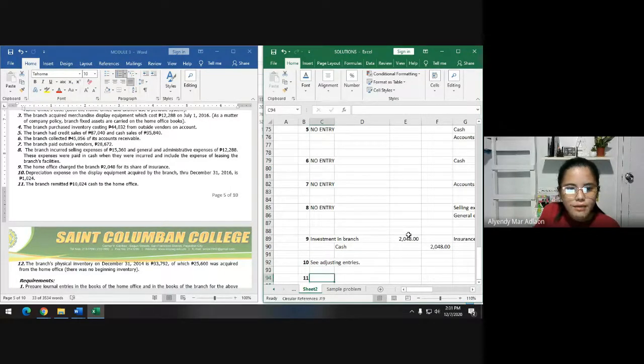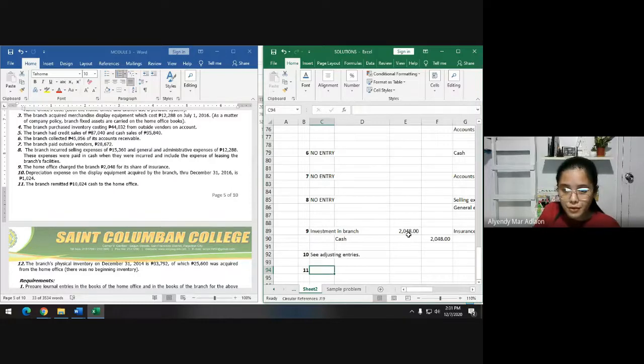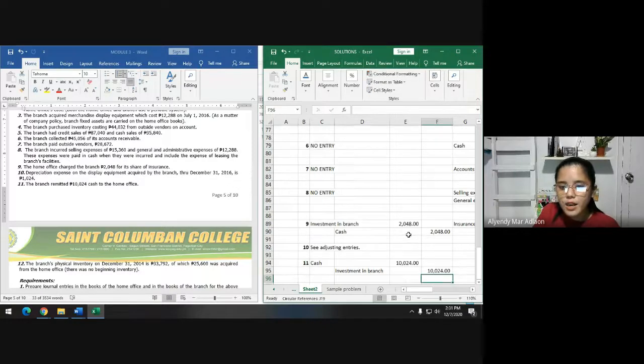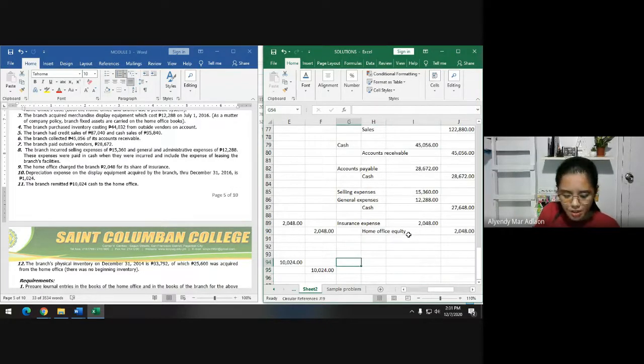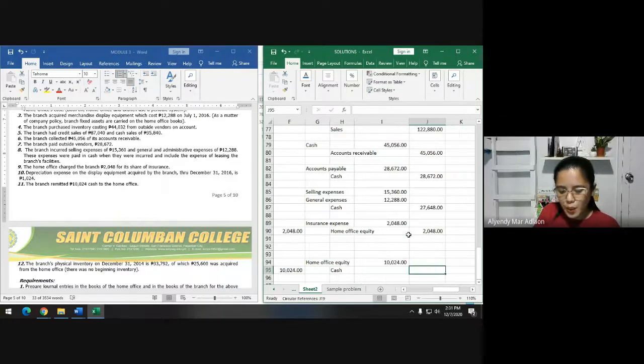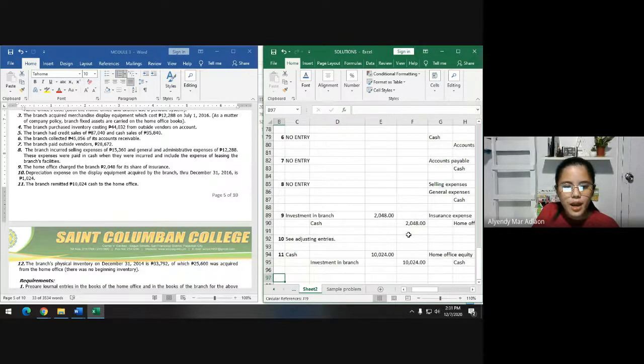And then, for number 11, the branch remitted 10,024 cash to the home office. So, nag-remit of cash si branch. So, that is debit to cash and credit to investment in branch, amounting to 10,024. And at the part of the branch, nag-remit siya, mugamay ang home office equity and then credit to cash. That is 10,024.